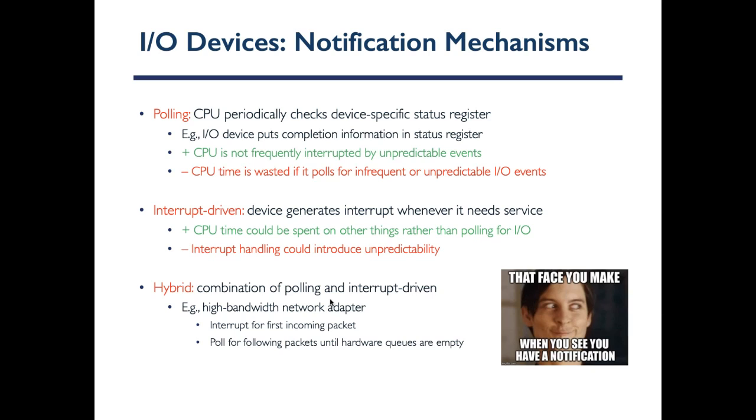You could potentially use a hybrid model that you would usually use, for instance, for network adapters. For the first packet that is delivered, you could be notified by interrupts, but once the first packet comes, you have an indication that more packets are gonna come. So at that point, you can start polling. So you're basically using a combo of the two.